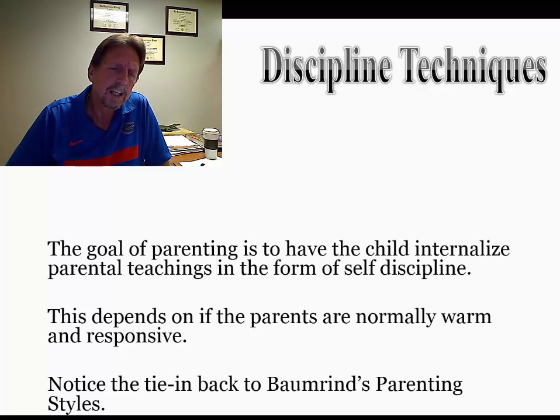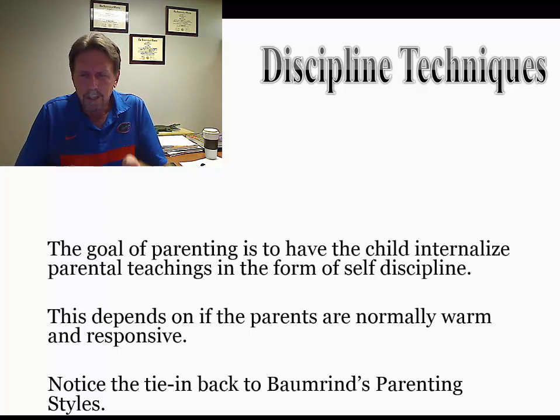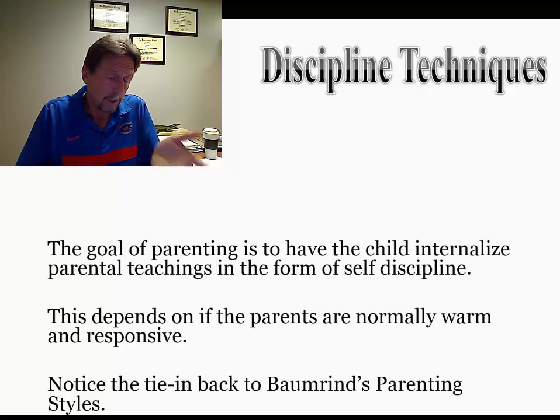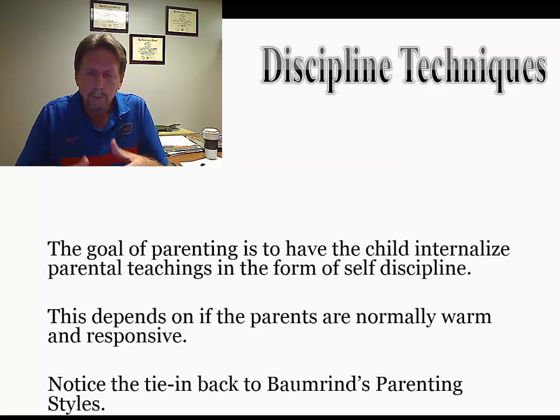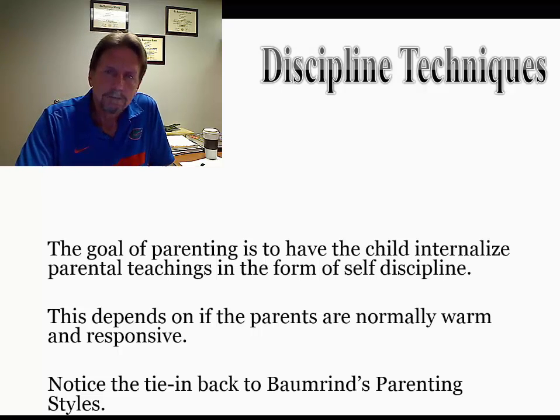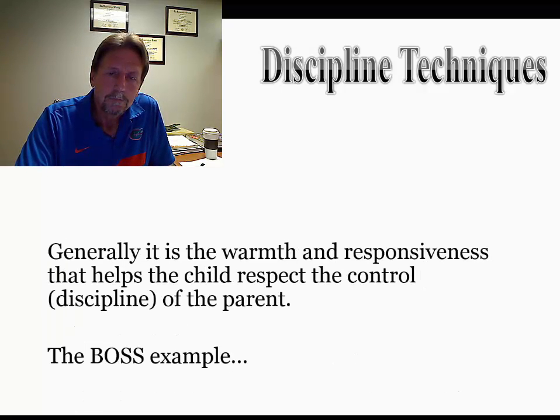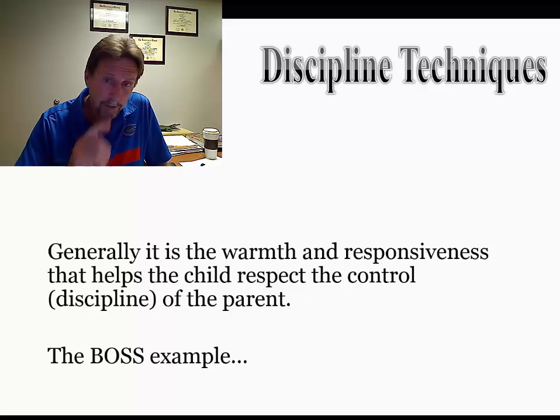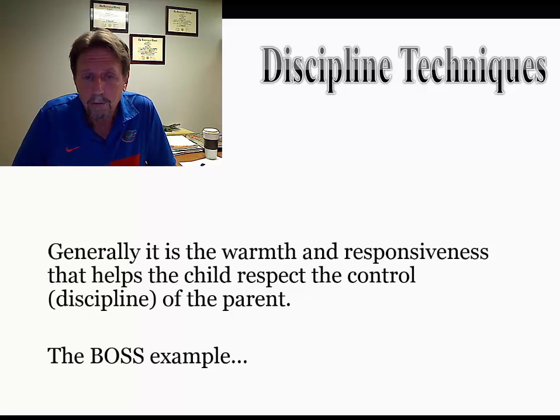I want you to notice the tie-in back to Baumrind's parenting styles, as we saw, authoritative, where you balance discipline with the relationship, is the best way to get a child to learn, to be responsible, to have good grades, to be social, to be friendly. So this all ties in together. This is what I was talking about. Generally, it's the warmth and responsiveness that helps a child respect the control, the discipline of the parent.